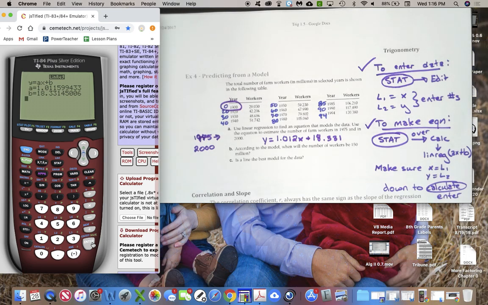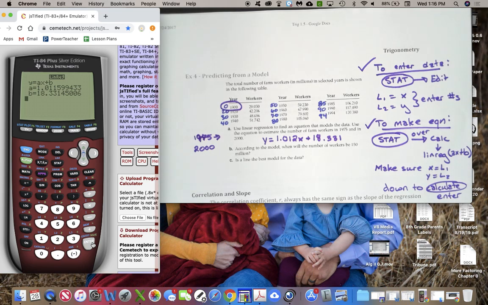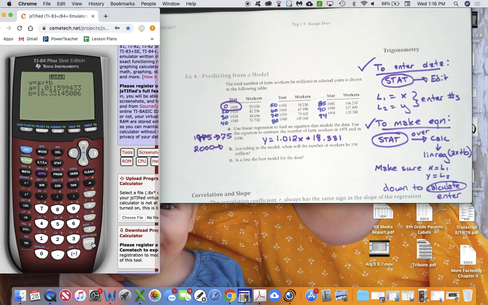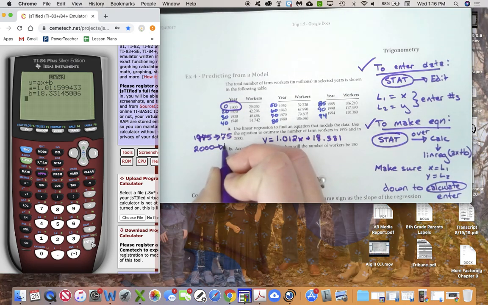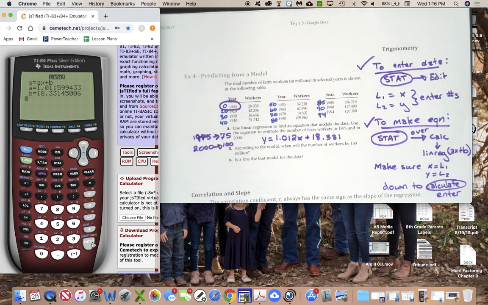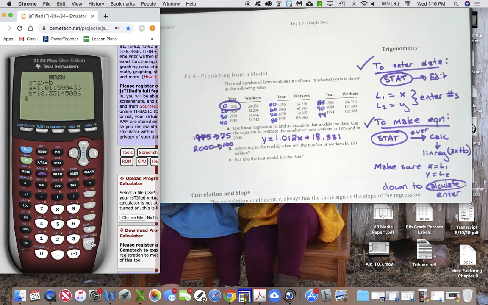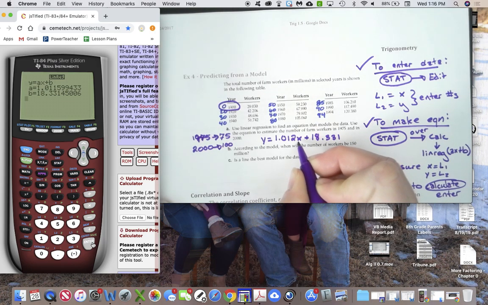If I want to know 1975, what do I plug in? Not 1975, I plug in just 75, right? What do I plug in if I want 2000? 100, right? So I'm not plugging that whole thing in. It depends on what you called your first term. If we called it 0, we have to take the number of years past 1900 and plug that in, okay? So we're going to plug 75 into this equation, and we're going to get an answer out. We're going to plug it in for x.